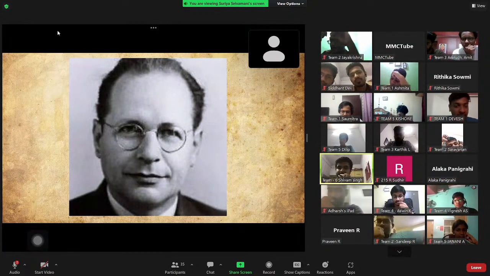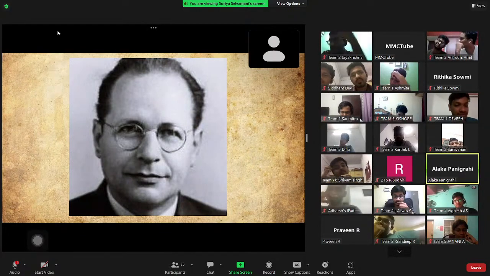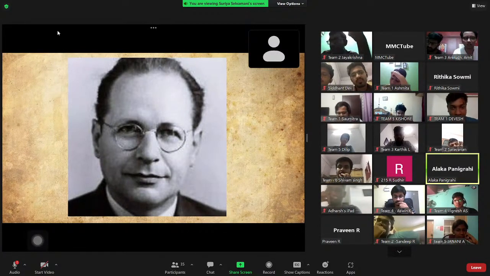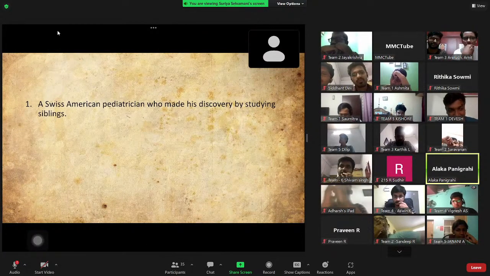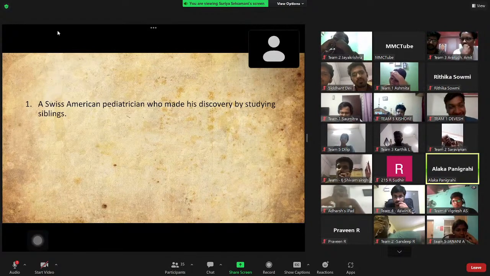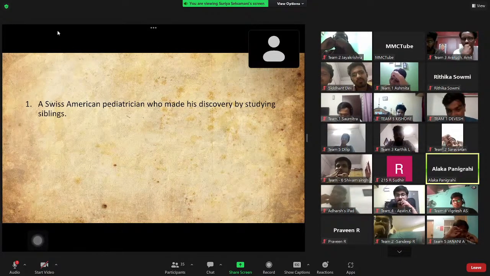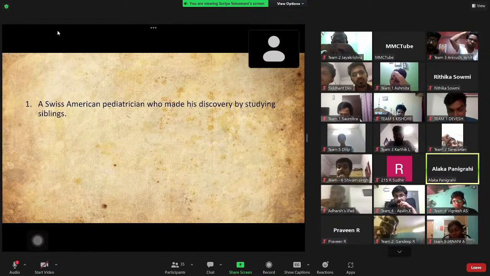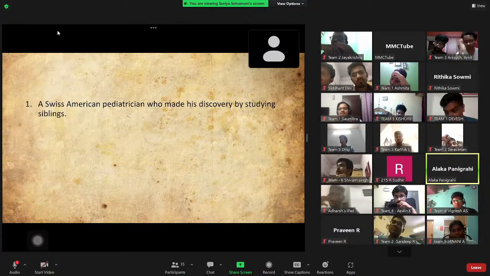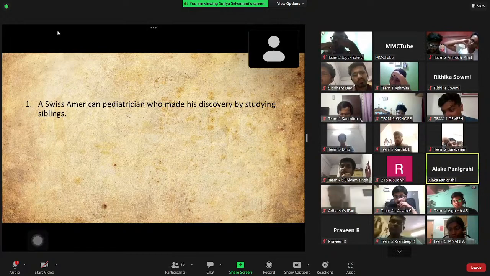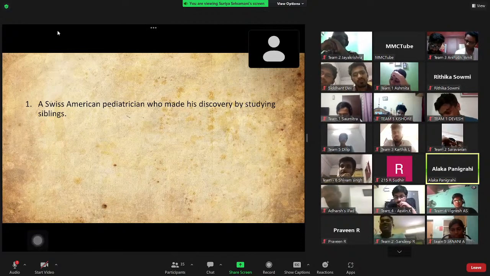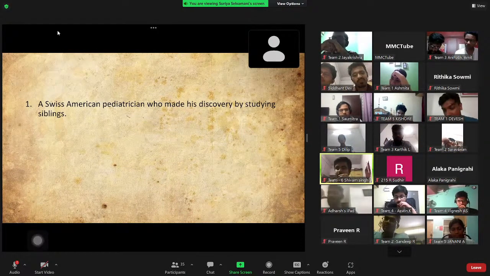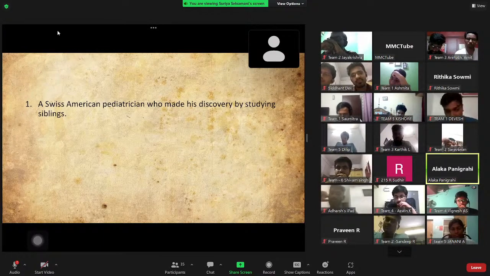We need a clue. Okay, your first clue: he's a Swiss American pediatrician who made his discovery by studying siblings. So this gives you a clue that his discovery is a condition. Need a second. Okay, next clue, the condition is related to an organelle defect.